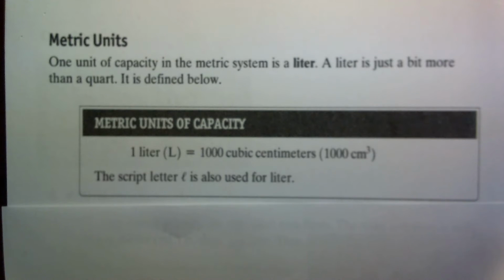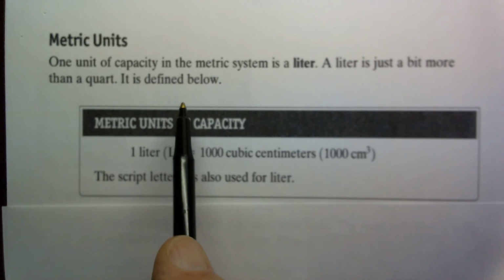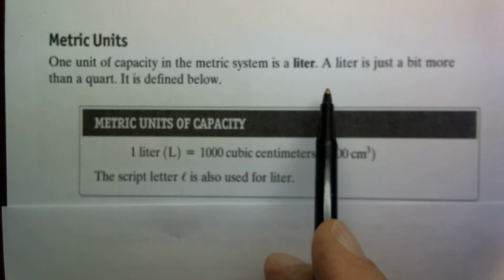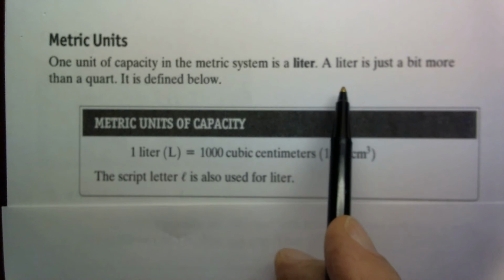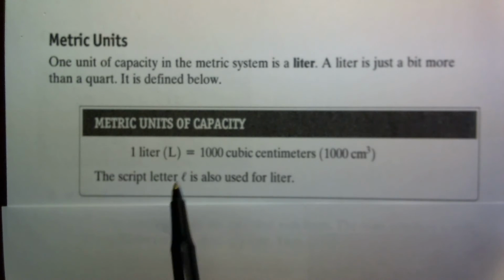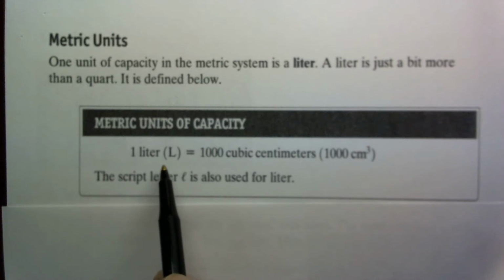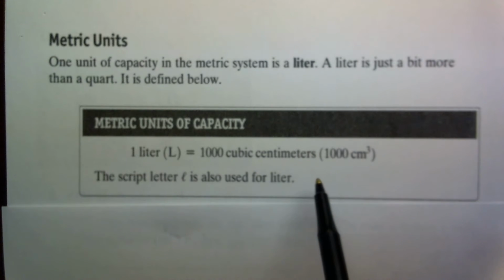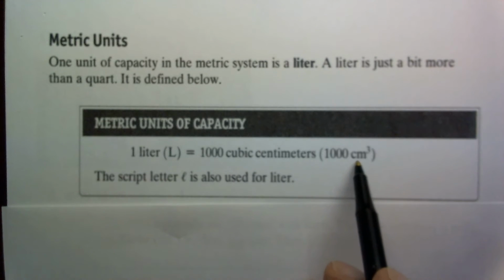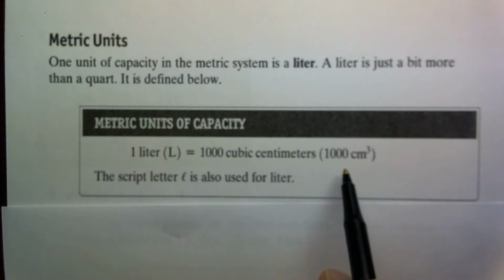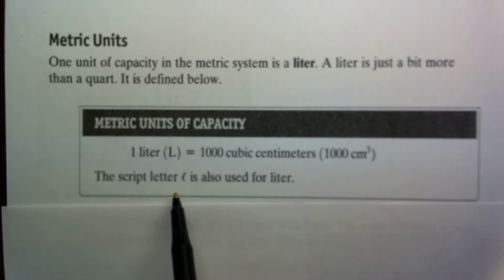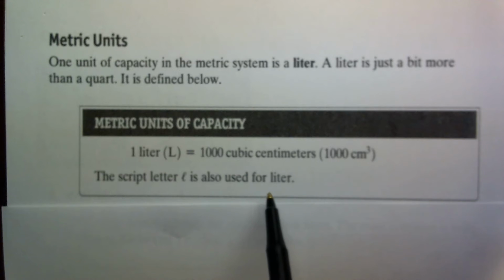Now, in the metric system, 1 unit of capacity is a liter. You may have heard about that already, but a liter is just a bit more than a quart. It's defined as follows. 1 liter is 1,000 cubic centimeters. And the script letter L is used for liter also.